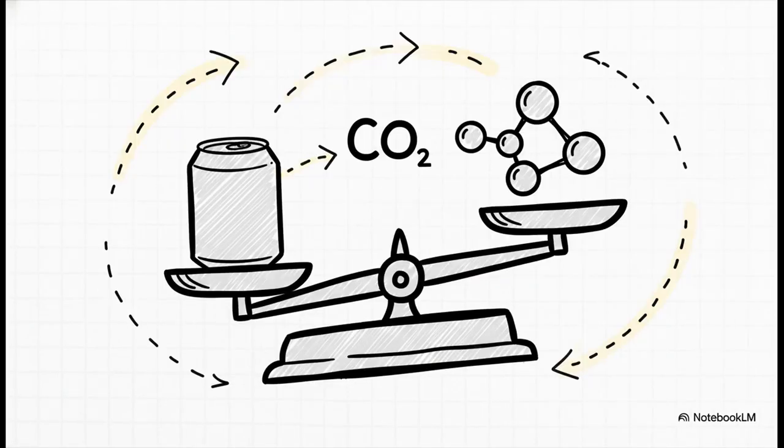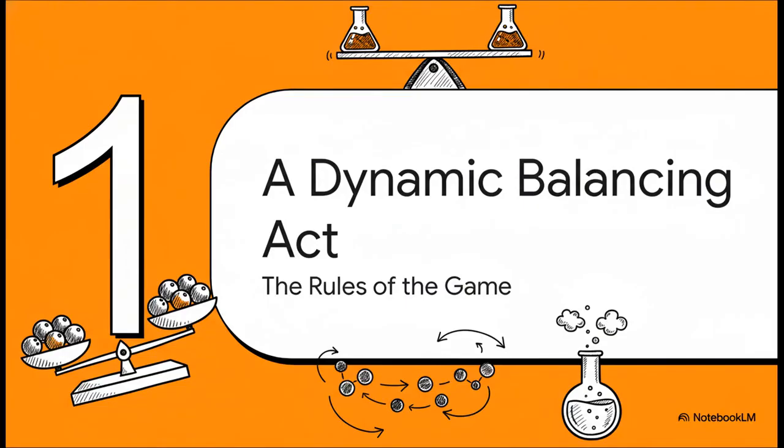Well, the whole secret lies in this idea called chemical equilibrium. Think of it like a constant, invisible dance happening inside that soda can. And once you understand the rules of that dance, the whole mystery of the fizz is going to make perfect sense. So, to really get to the bottom of our flat soda problem, we first need to understand what chemists even mean when they say balance.